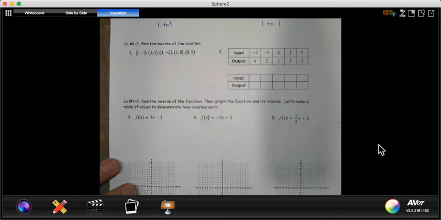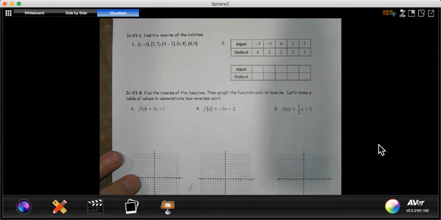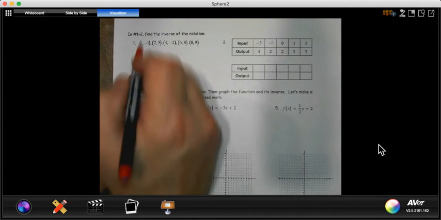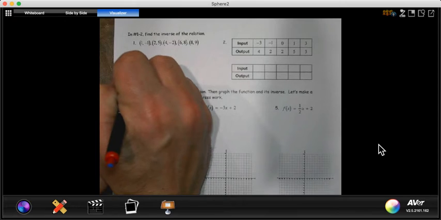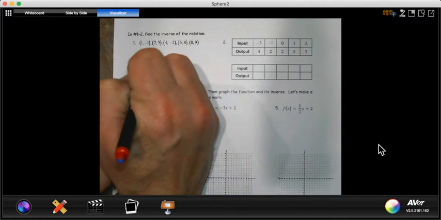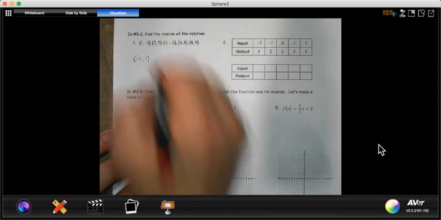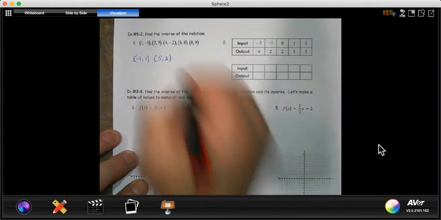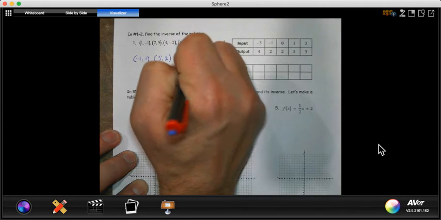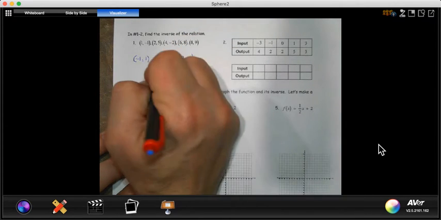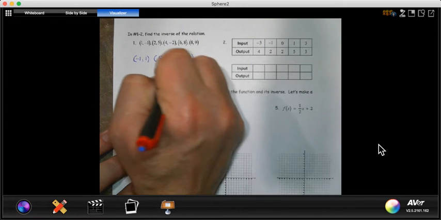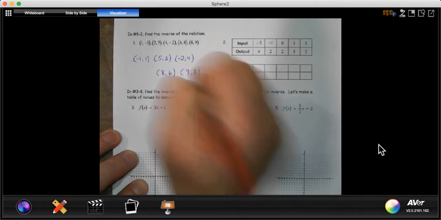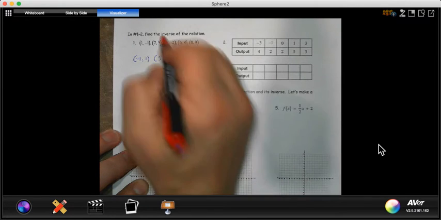So it's actually a pretty easy concept. The concept is just switch the x and the y, which is the ins and the outs. So the inverse relation here would be -1, 1. So just switch the x and the y. And then we have 5, 2. And then we have -2, 4. Then we have 8, 6. And 9, 8. So you just switch the x and the y, and that's an inverse.